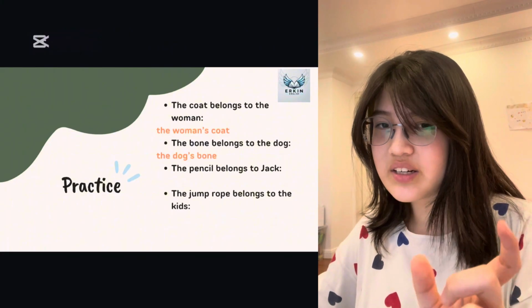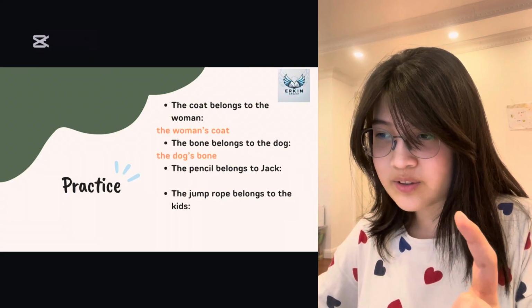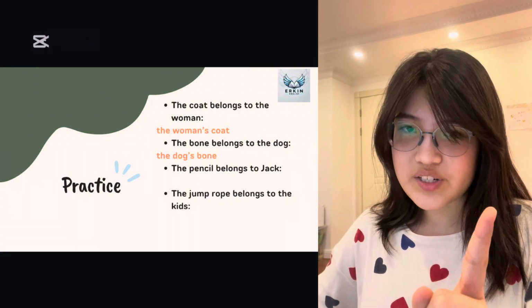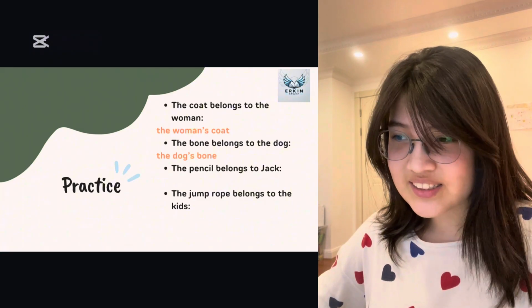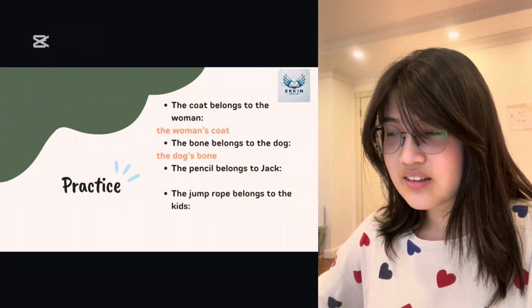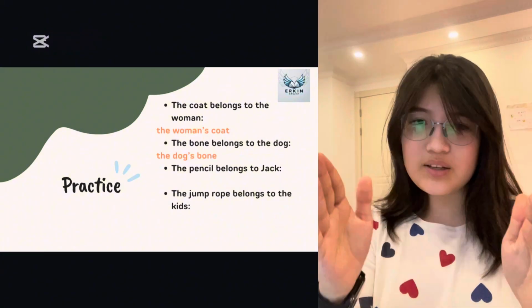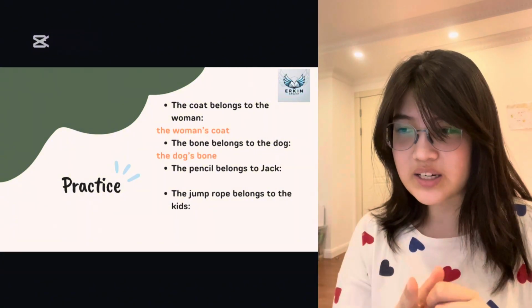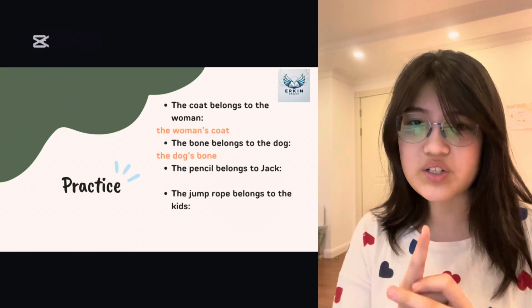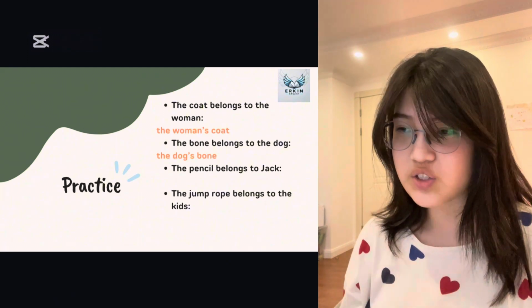The pencil belongs to Jack. Jack is a name and it's a singular noun because it addresses one person. If it were multiple people like Jacks or Aishas or Aiguls, because the name applies to multiple people with the same name, then that would be a plural noun. But Jack only applies to one person, so it's a singular noun and we use the first rule.